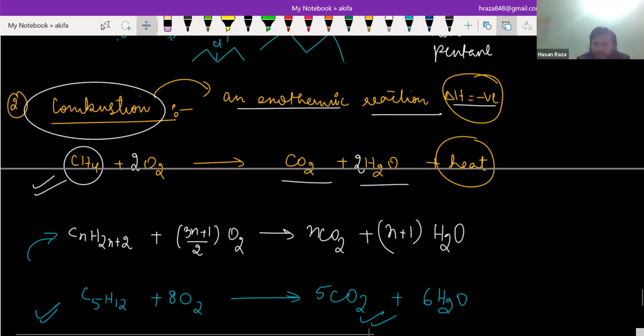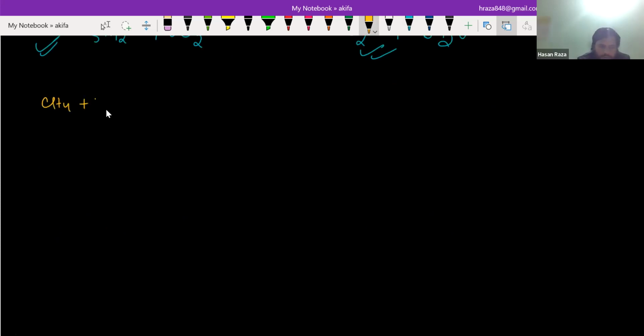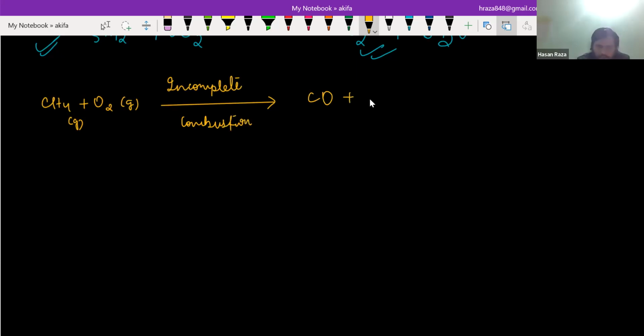Always remember, whenever there is incomplete combustion, that means CH4 plus O2. This is also in gaseous state. This is also in gaseous state. And there is incomplete combustion. So carbon dioxide won't form. Here, carbon monoxide will form. Not carbon monoxide, wait a minute. It will be carbon, coke, solid. Incomplete combustion.